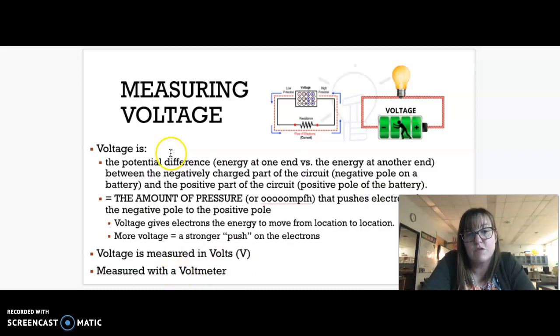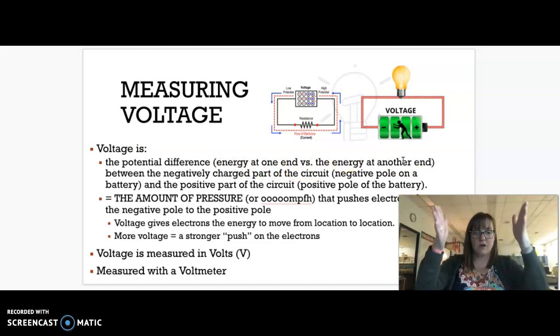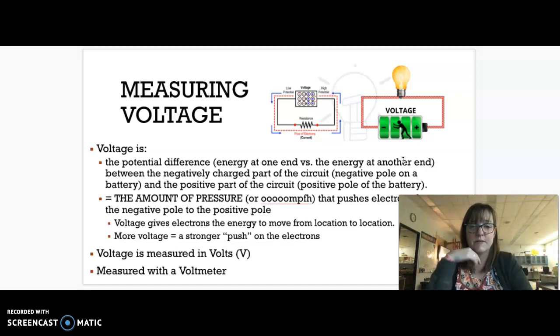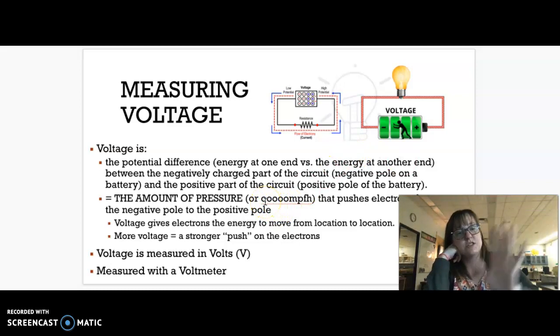When you're measuring your voltage, that is the potential difference. So potential difference is the more science-correct term than voltage. It is the energy at one end versus the energy at the other. So you need to be measuring over an object or in between two different points on your circuit. Whenever you have a voltmeter, it tends to go on either side. It's about the amount of pressure or oomph, how much it pushes the electrons.